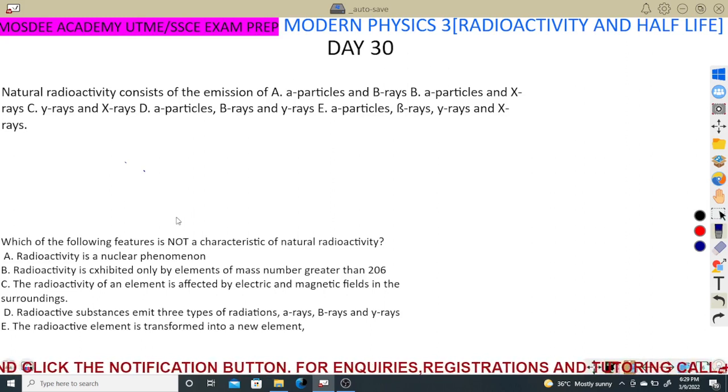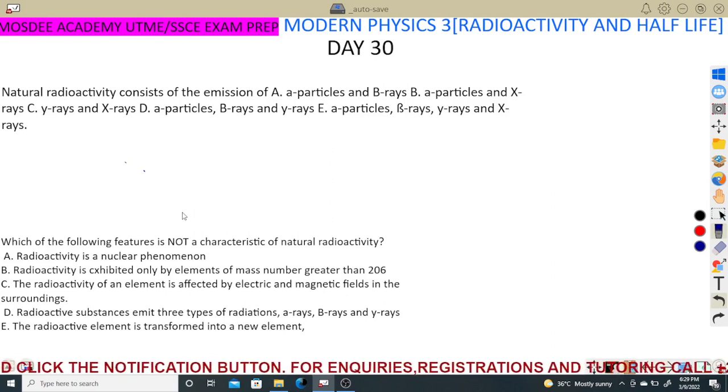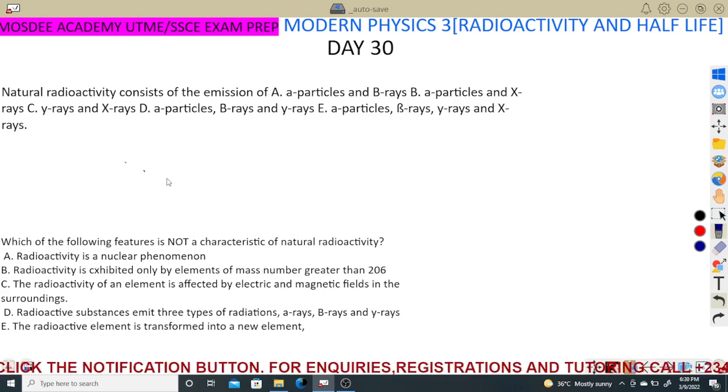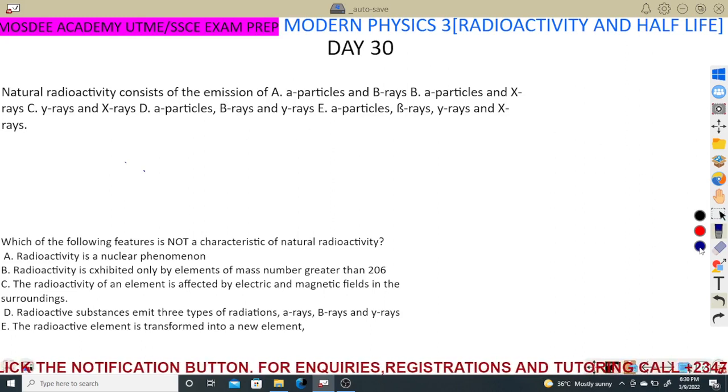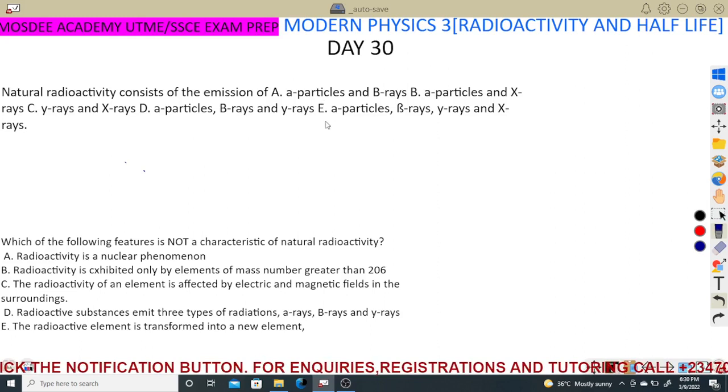So let us start, guys, with the topic of modern physics chapter 3, radioactivity and half-life. The first question: natural radioactivity consists of the emission of dash. I believe also in your chemistry, you might have studied radioactivity.